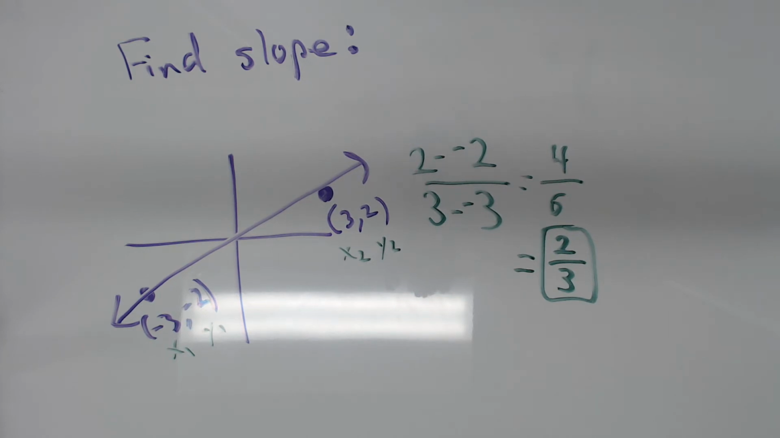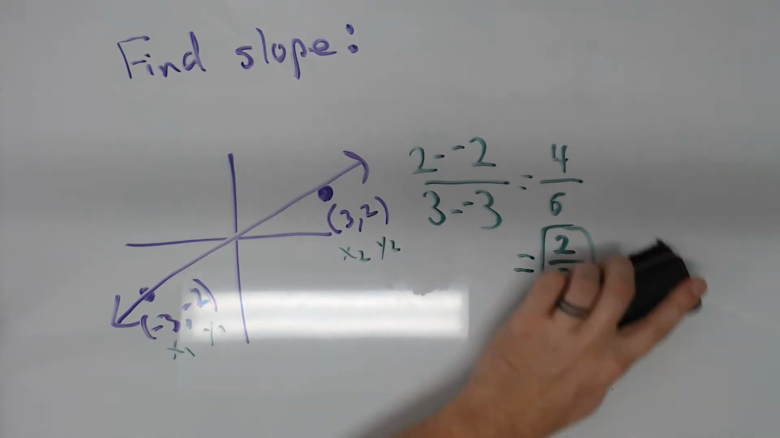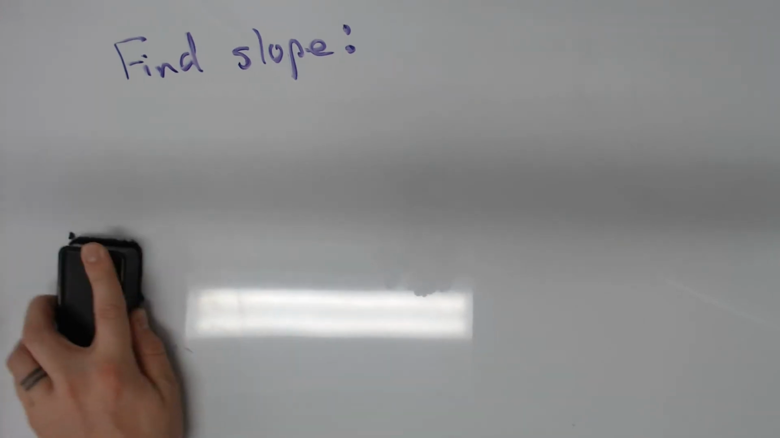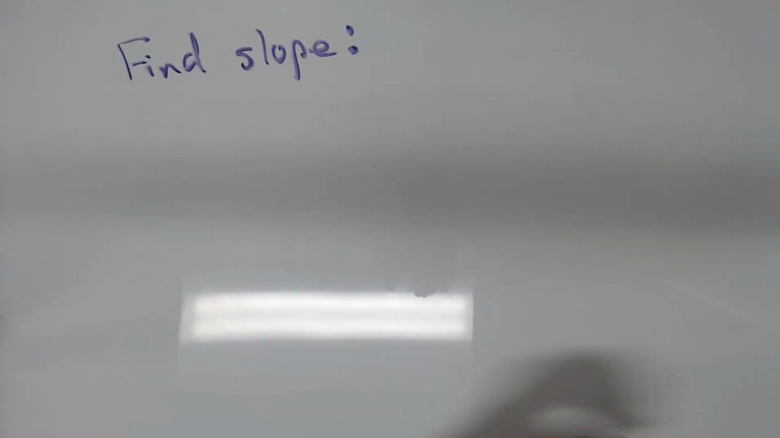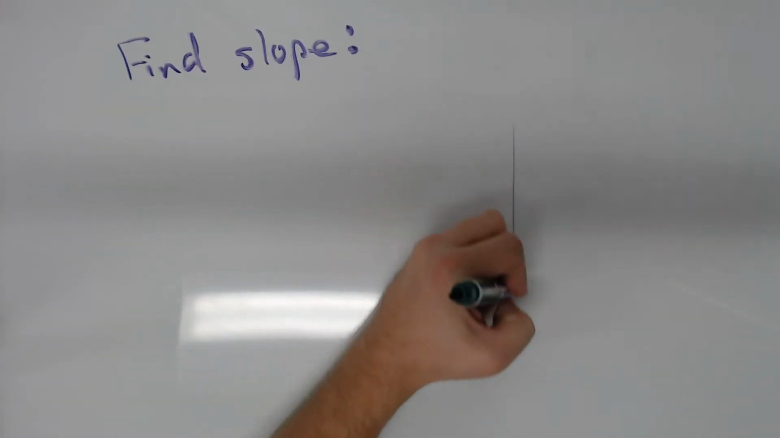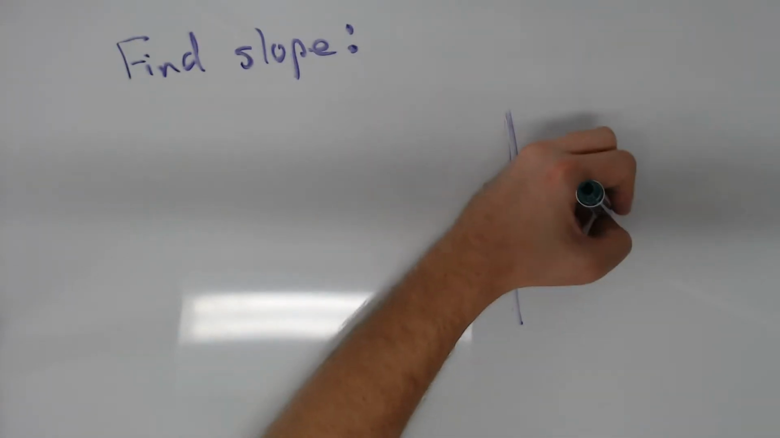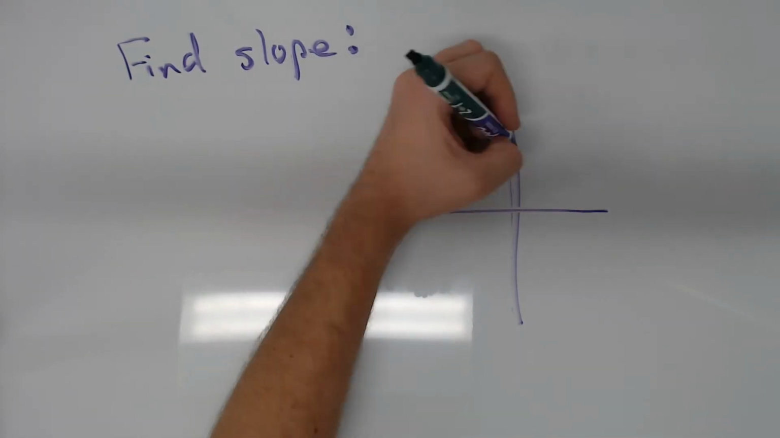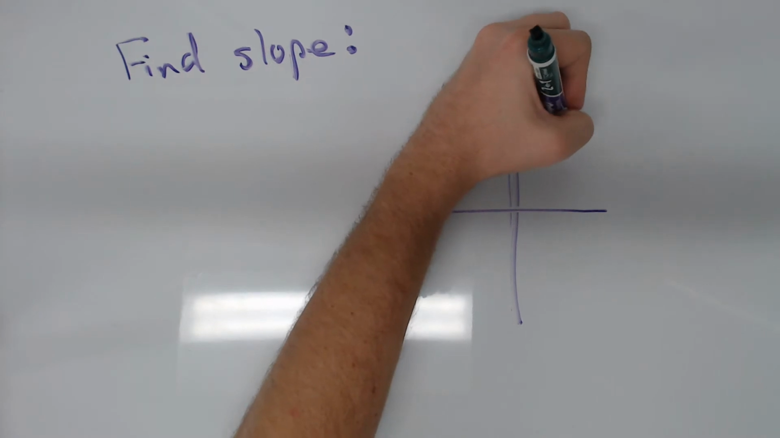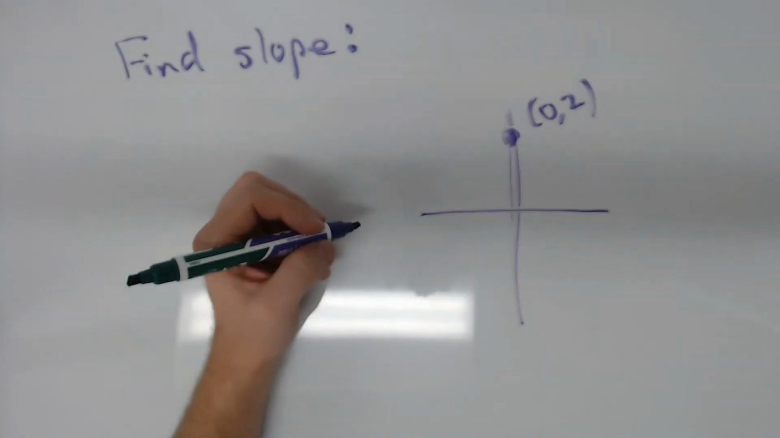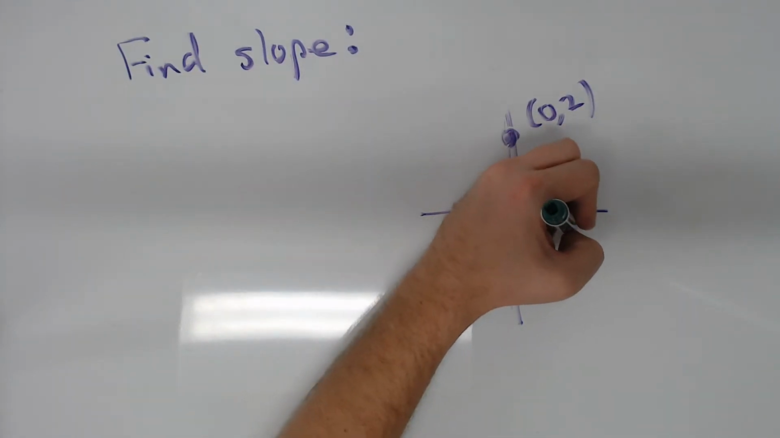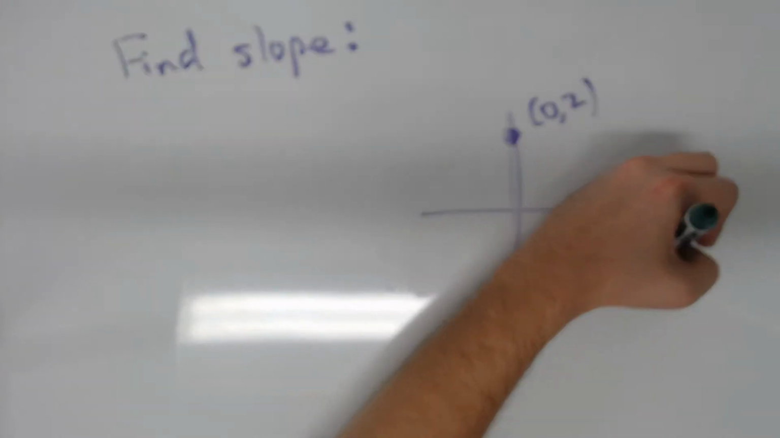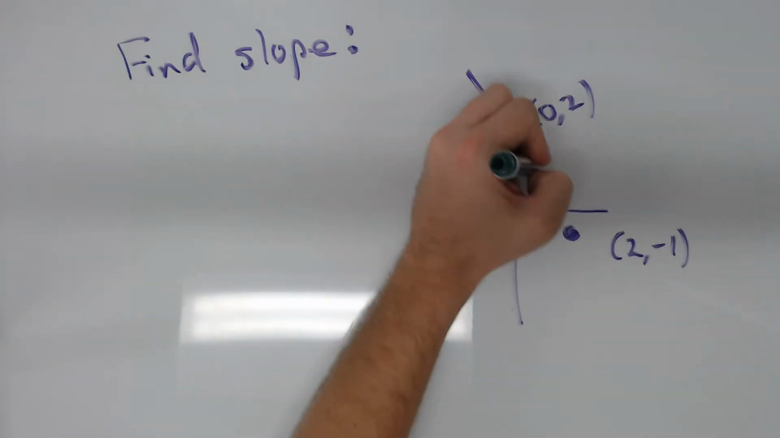Let's look at one more. So we've got another graph. The second example for this. Starts at 0, 2. And then the next point is at 2, -1, so maybe like right there. Trying to guess a good spot for these points.